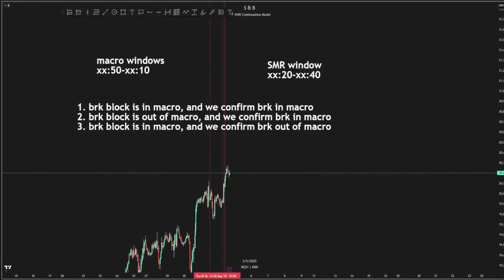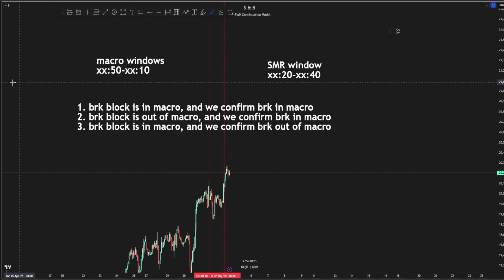So we're going to be going over the macro windows and the SMR window. This is basically what I utilize to figure out when in the hour I'm going to be taking action on the chart. If it prints outside of these scenarios that I have written down already, then I'm basically not taking action.